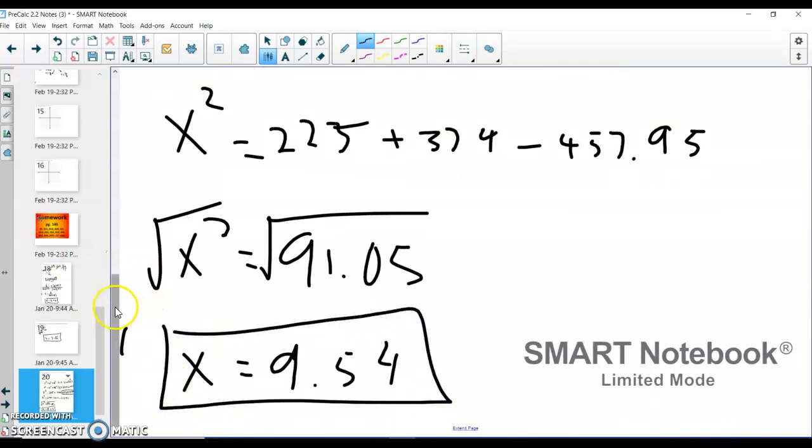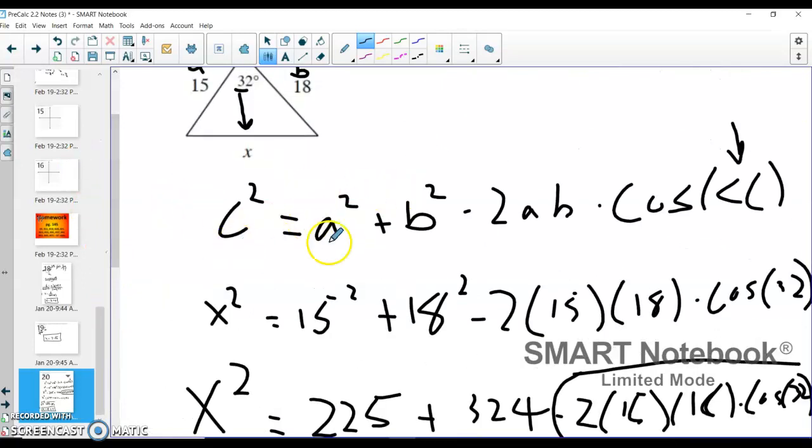Okay. Again, that's just the law of cosines. It's all about this original equation, being able to plug numbers in and then work through your order of operations.